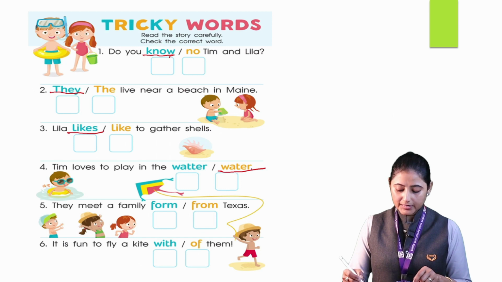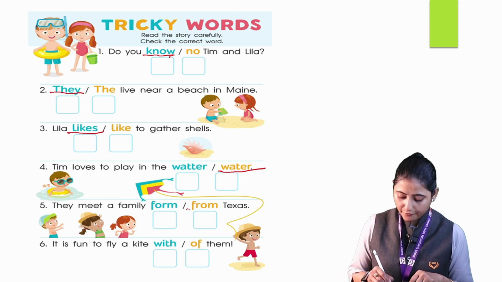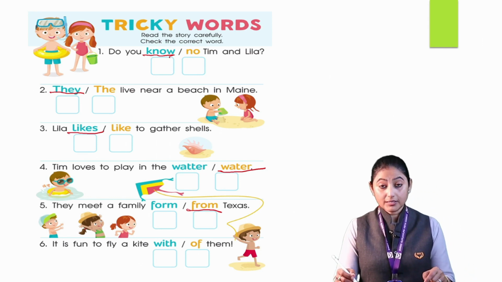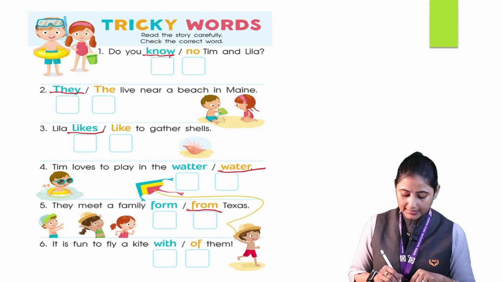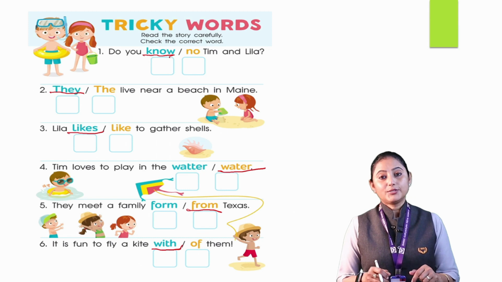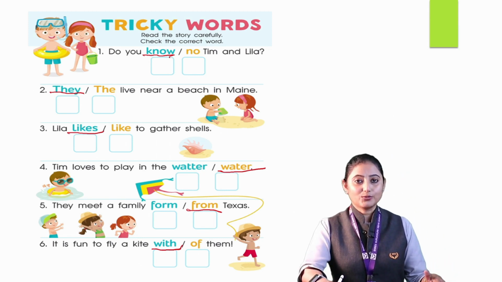They meet a family from Texas. So, they meet a family from Texas. It is fun to fly a kite with them. It is fun to fly a kite with them. So, believe me, tricky words are not hard. They just can't be sounded out. Practice and keep learning. Thank you.